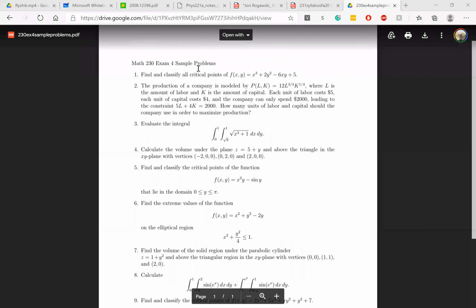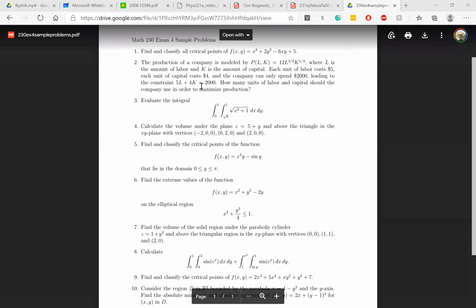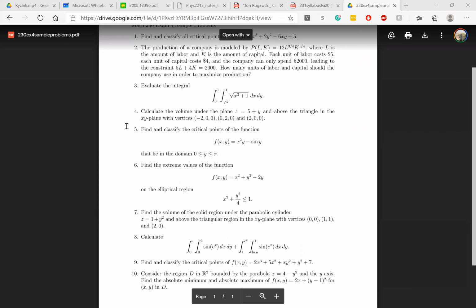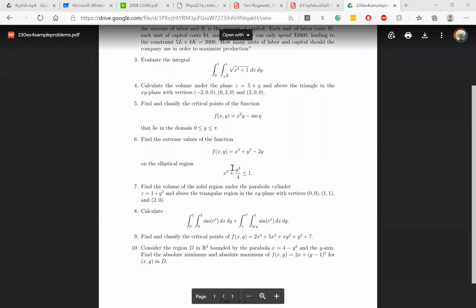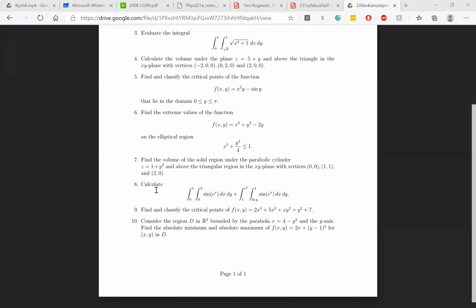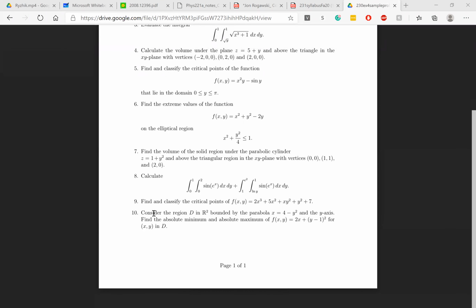The final is cumulative, but mostly we'll focus on critical points and stuff like that, Lagrange multipliers. But number one definitely can be asked. Number two can be asked. Number three can't be, it's an integral. Also, number four is an integral, so we don't need to focus on that. Number five is a question that we can see. Also, number six. Number seven, again, is an integral. Number eight is an integral. Number nine is a possible question. And number 10 is also a possible question.